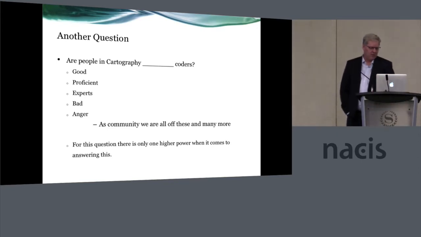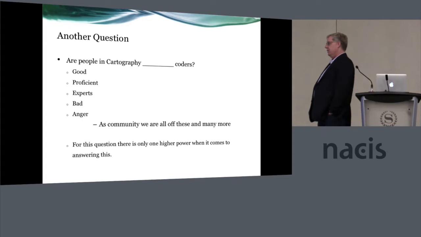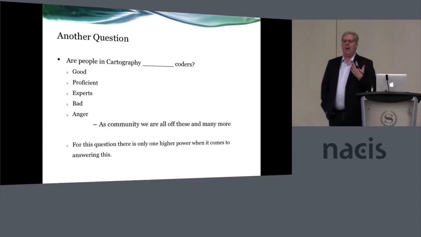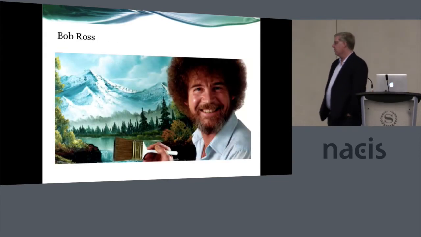So the question we have to ask ourselves, as a community, is are we all working together and doing the same thing? So I think we have to go outside the cartographic community to answer this problem. And I think we have to go to a higher power. And there's only really one visual philosopher from the last century that we can really trust to give us any advice on this. And that's, of course, Bob Ross.